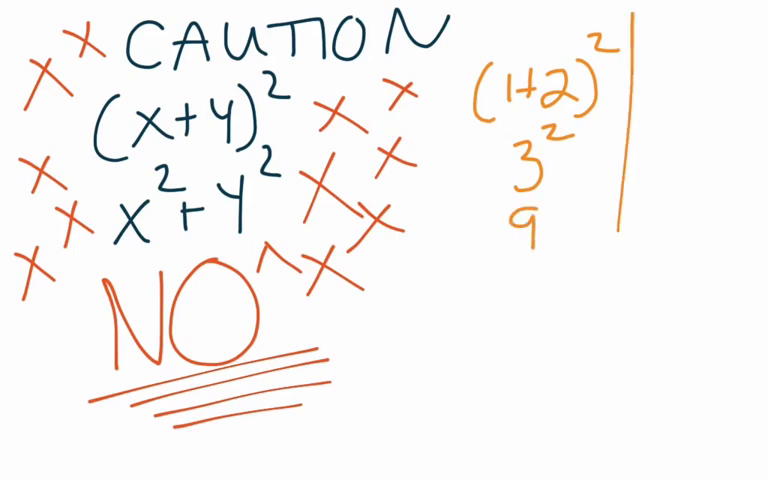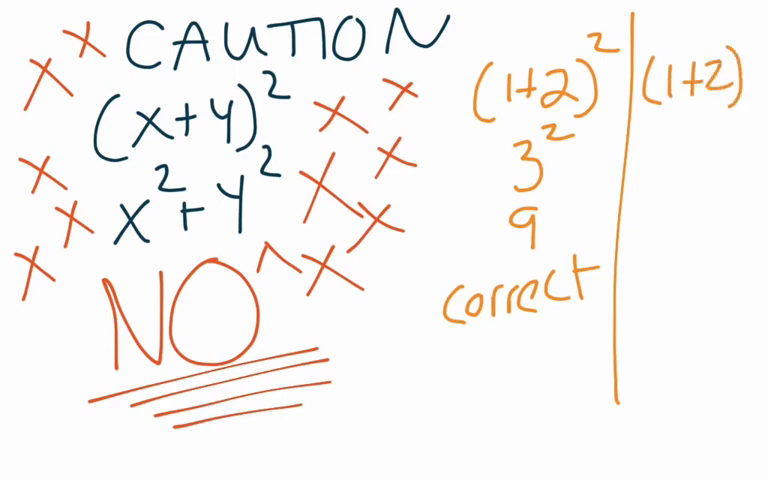Now, what happens if you try to pull this little trick where you say, oh, if I have parentheses squared, I can just square everything inside? Well, let's see. Let me make sure I label this. This is correct. The answer to that problem is 9. Let's say somebody tries to do this, and they say, oh, that's just 1 squared plus 2 squared. Well, 1 squared is 1, and 2 squared is 4, and 1 plus 4 is 5.